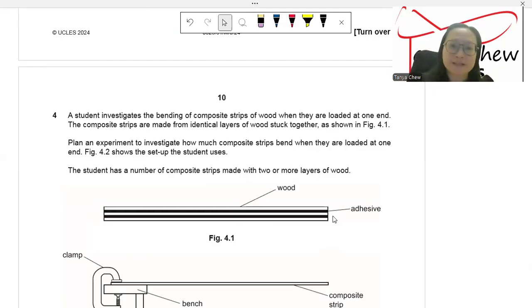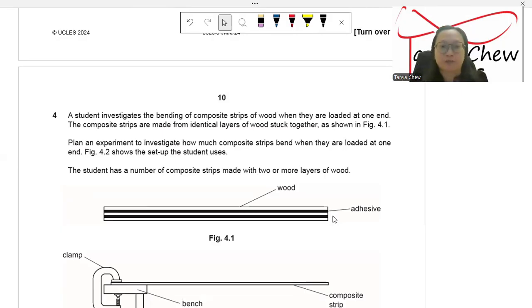A student investigates the bending of composite strips of wood, because they stick all the woods together, when they are loaded at one end. The composite strips are made from identical layers of wood stuck together. So it's just like layer cakes, right? Stuck together as shown in Fig 4.1. Plan an experiment to investigate how much composite strips bend when they are loaded at one end.